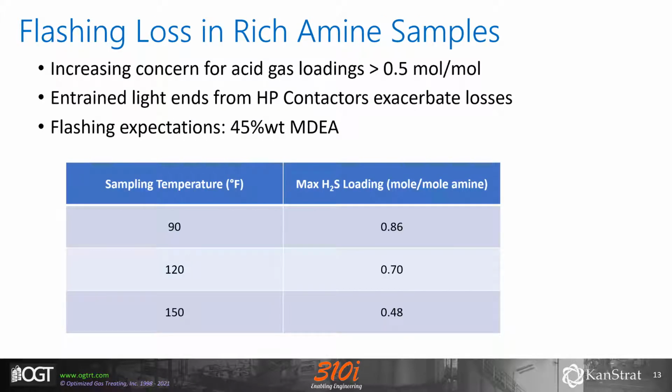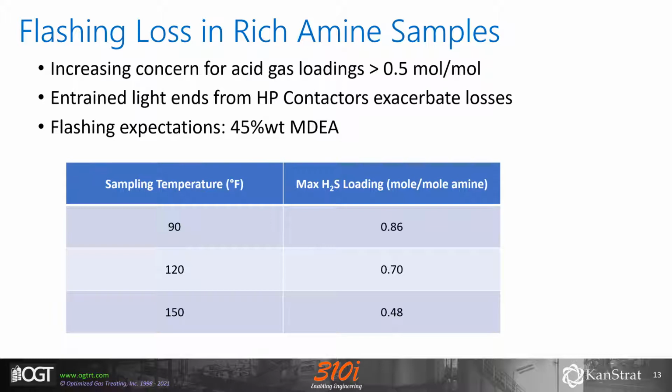The other part that becomes more important in rich amine sampling is flashing loss. We made some runs using the ProTreat simulator to illustrate this effect. Flashing becomes more of an issue as the rich loadings get higher and higher. As a function of the sampling temperature in 45 weight percent MDEA, the column on the right shows what the maximum acid gas loading is that the solution can hold.